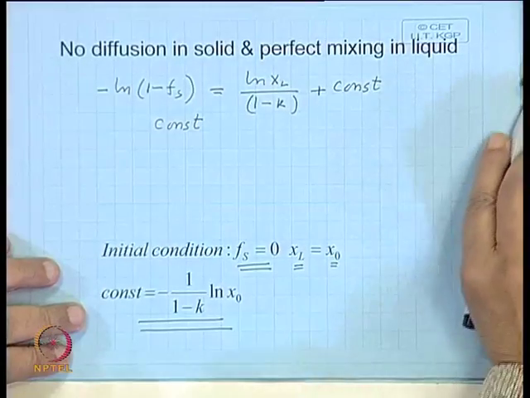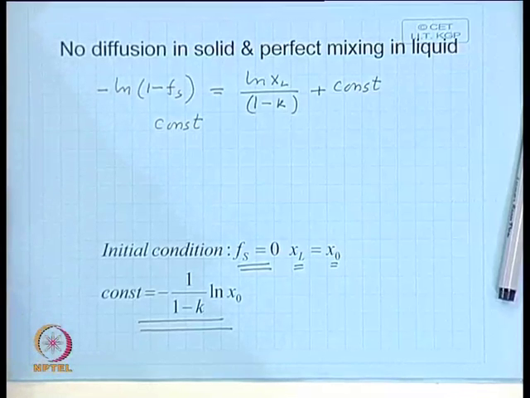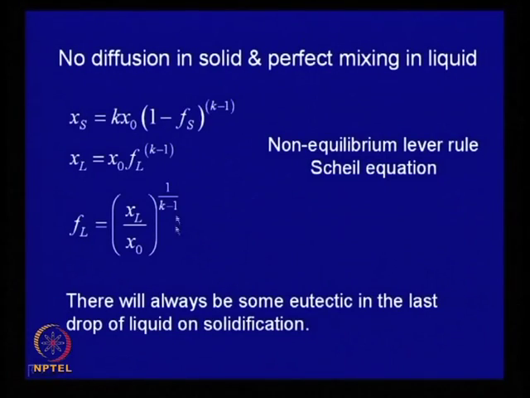If you substitute this constant back and go to the screen, you can simplify it, and you will get this type of equation. The first equation gives the concentration of solute in solid as a function of fraction transformed, and this is for the liquid, the concentration of solute in the liquid as a function of fraction. 1 minus F s is actually the fraction liquid. Now, it is interesting, you look at it, this F L.